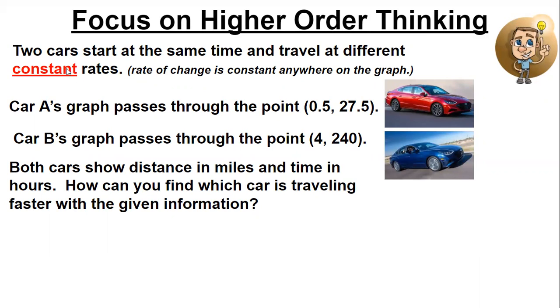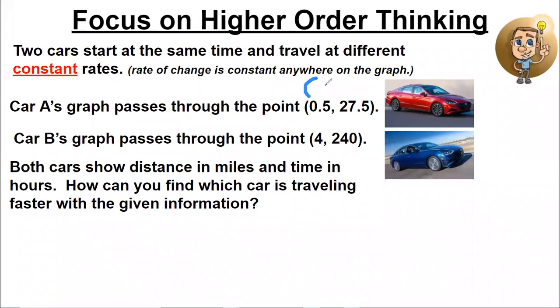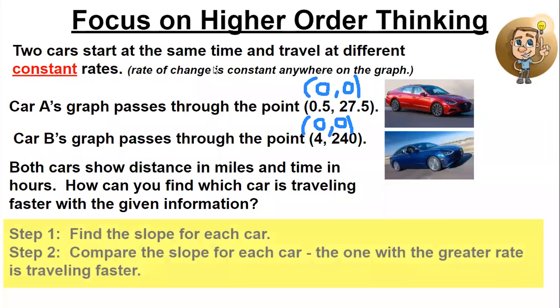Well, we already know it's constant rate, so we know we have a proportional relationship. What do we know about proportional relationships? What's another point we can know for sure? Well, proportional relationships always pass through the point 0, 0, right? So now we have 2 points, and if we have 2 points, we can easily find the slope because we have a y2 and a y1 and an x2 and an x1, right? So let's keep going. First, you find the slope for each car. Compare the slope for each car. The one with the greater rate is traveling faster.